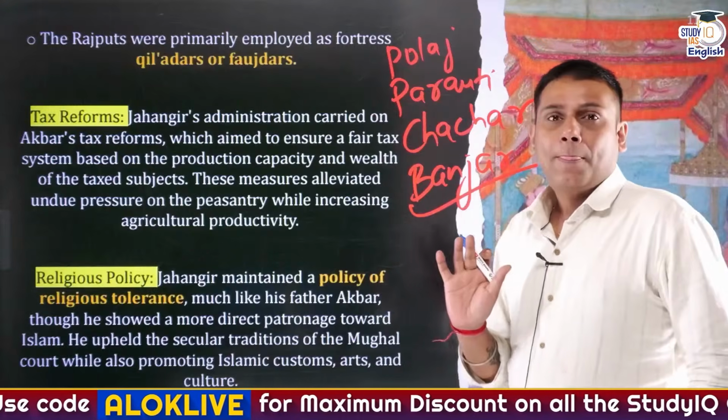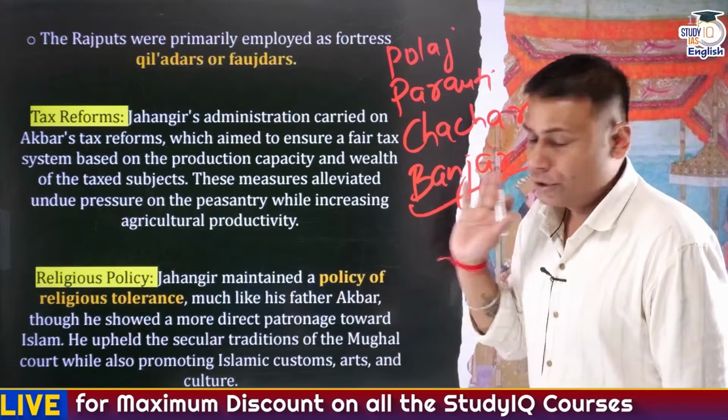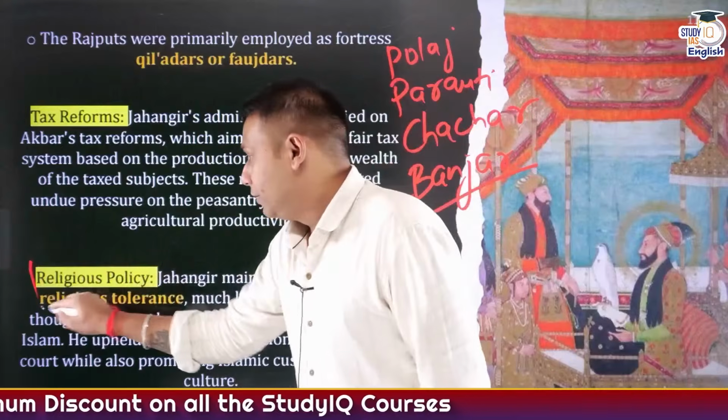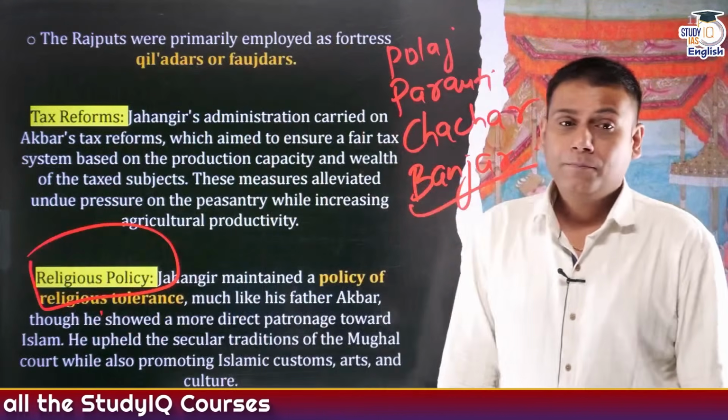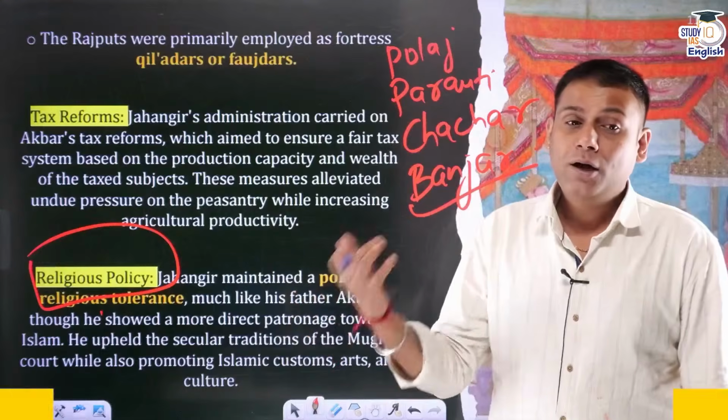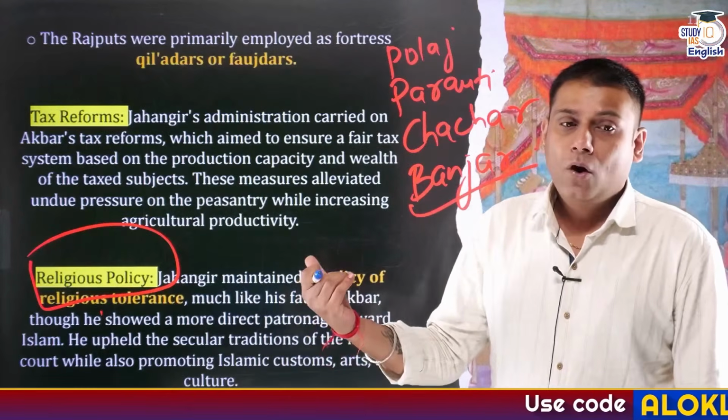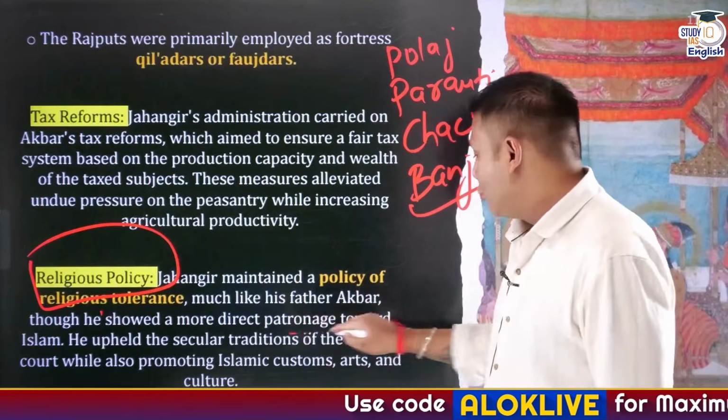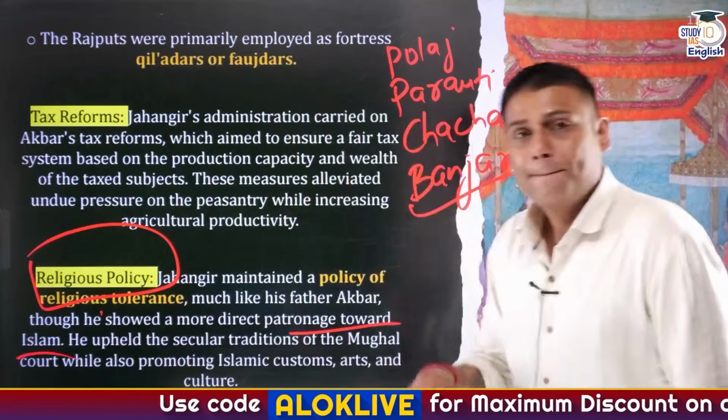To an extent, what happened? This person also followed a liberal religious policy like his father, Akbar. But he was quite supportive of the Muslim people, or he had direct patronage towards Islam. Okay?